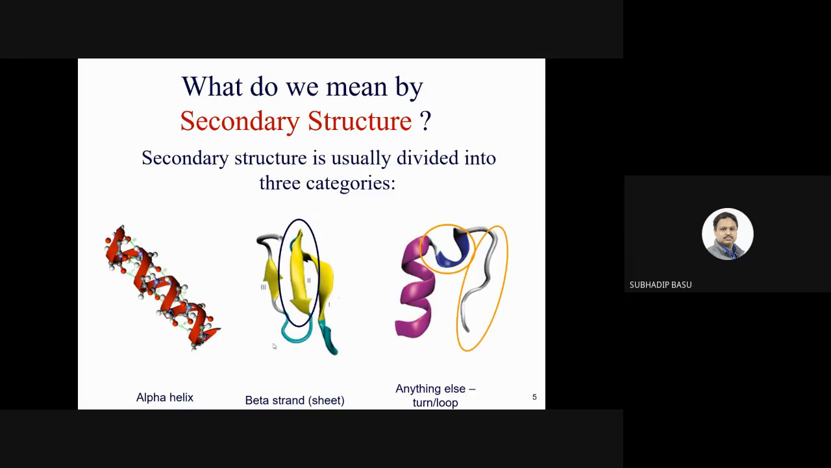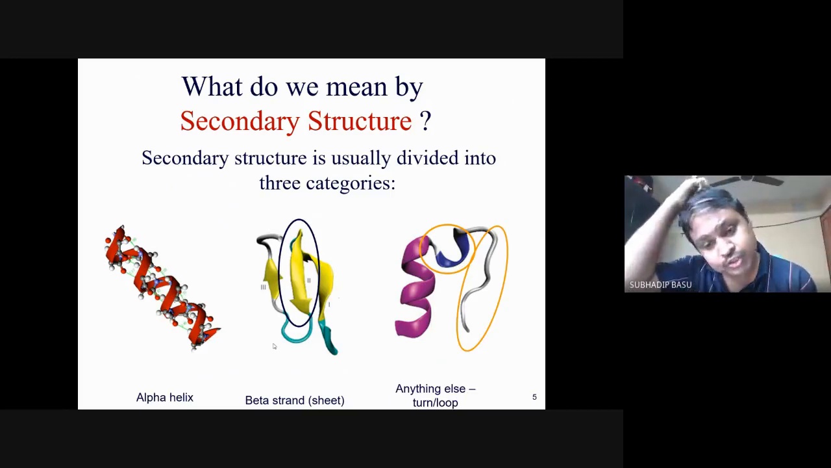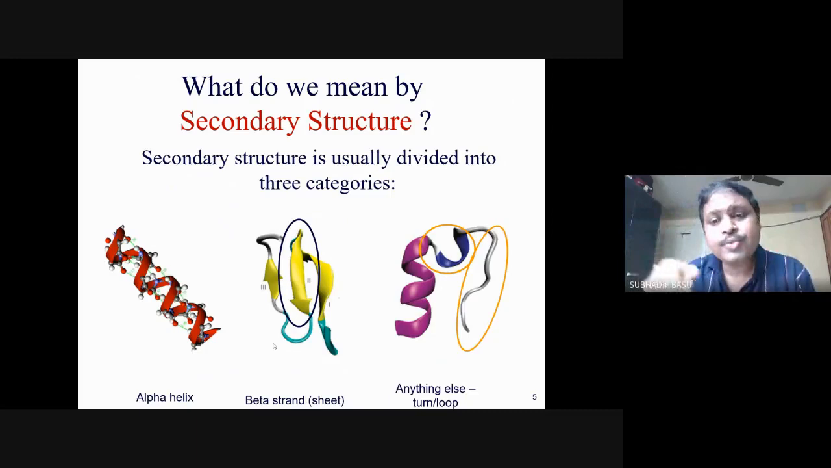We have the third type of shape, which is called a turn, where you have a sharp turn of the amino acid sequence. And there is also a segment which is called a loop, which are basically interconnecting segments. Between sheets and the helix, you can have some interconnecting segments which are often called loops and turns. In some terminologies, they are also called coil, and in many cases they are also ignored.